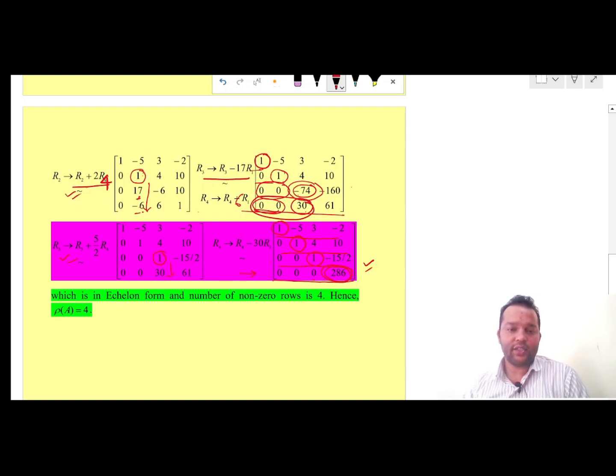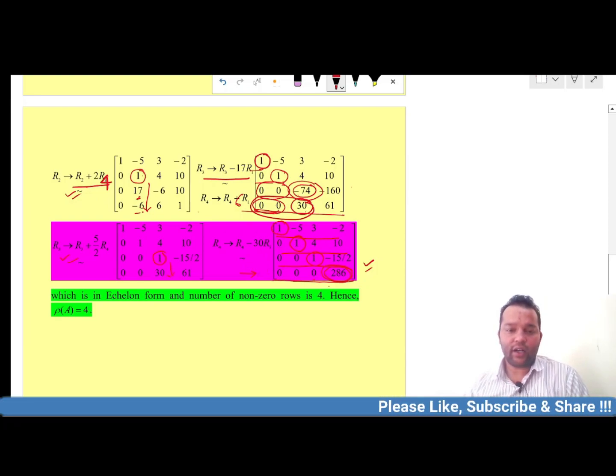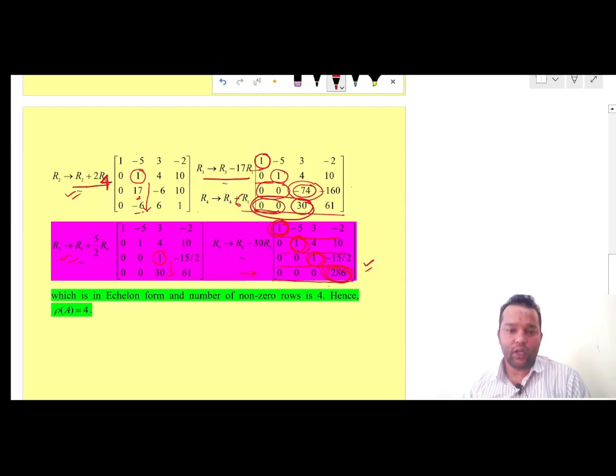Now the second condition is about the zero rows. The zero rows must be placed at the bottom of the given matrix. Here all the rows are non-zero rows, so the second condition is by default satisfied. Now the third condition is that the number of zeros before the first non-zero entry in each row should increase row by row. Here the number of zeros is 0. Here the number of zeros before this non-zero entry is 1. Here the number of zeros is 2. Here 3. That is, the number of zeros is increasing row by row before the first non-zero entry.